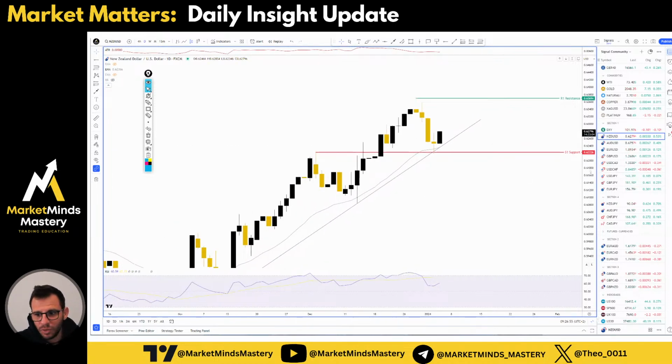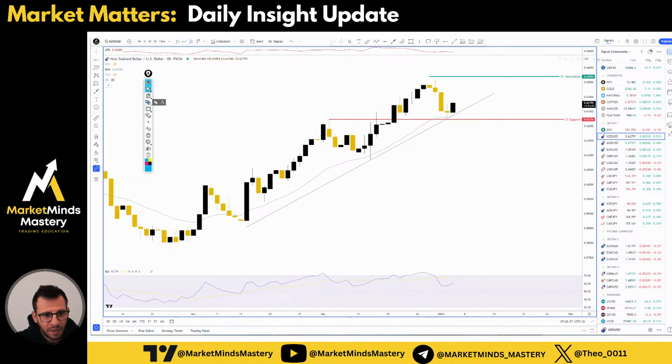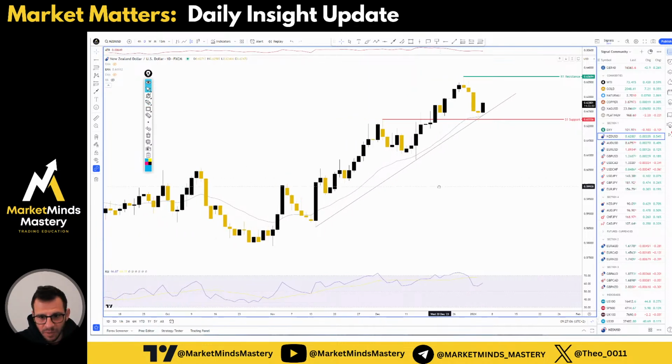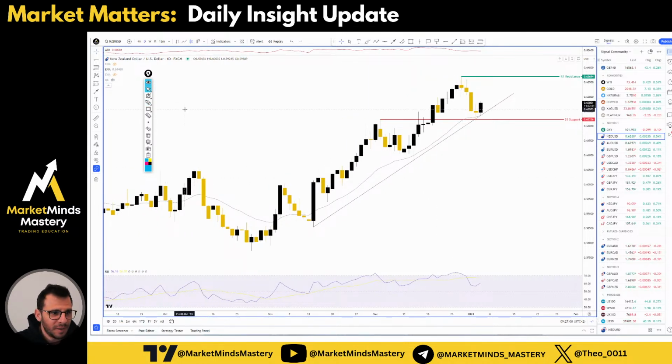Okay, for those who may wonder, the yellow candles are bearish candles, and the black ones are bullish candles. We use this because these are our colors at MarketMinds Mastery, so we want to be consistent. If you are wondering why we use these candles.